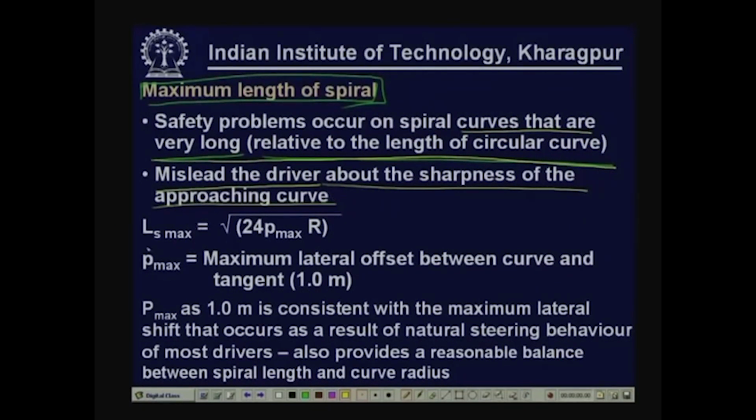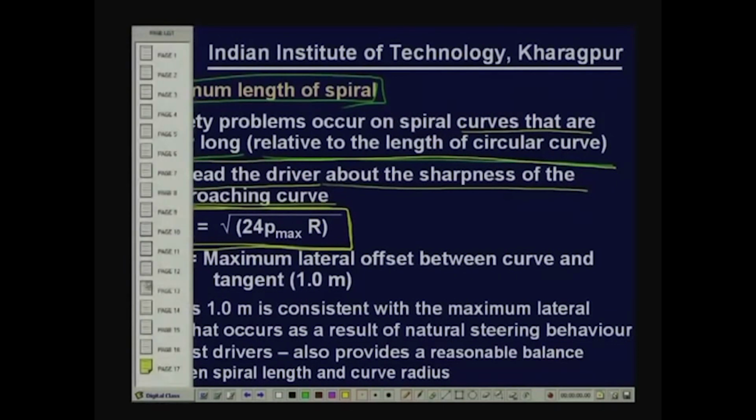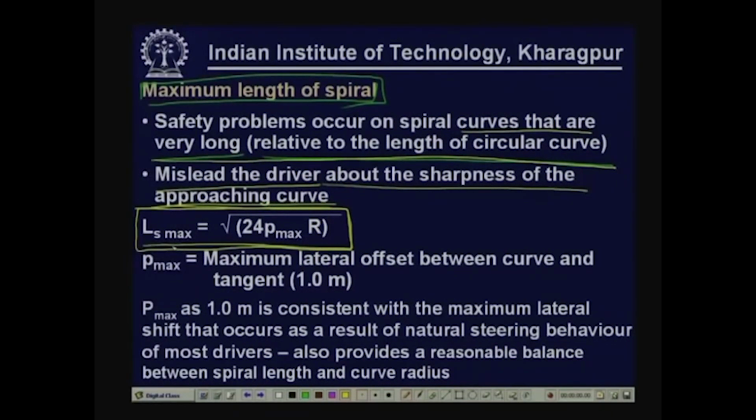So, again a maximum length is suggested using this formula. The basis is already known, but here it is LS max instead of LS minimum, and P max instead of P minimum. The equation is the same, and P max is nothing but the maximum lateral offset between the curve and the tangent. In the earlier case, when we were calculating the minimum length, this was the minimum lateral shift between the curve and tangent. In this case it is the maximum lateral shift between the curve and the tangent, and for design purposes the value is taken as 1 meter.